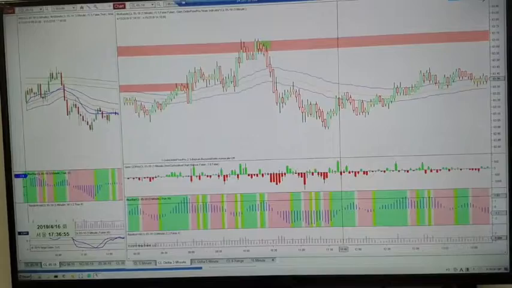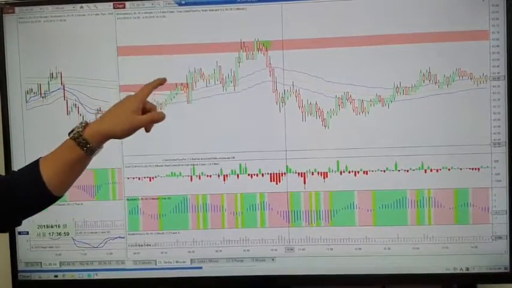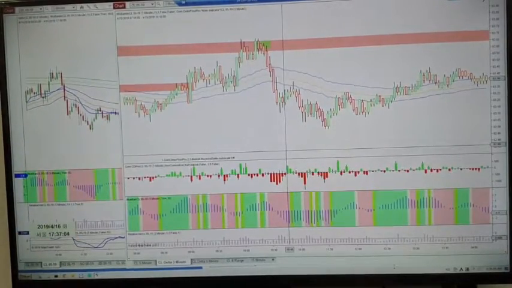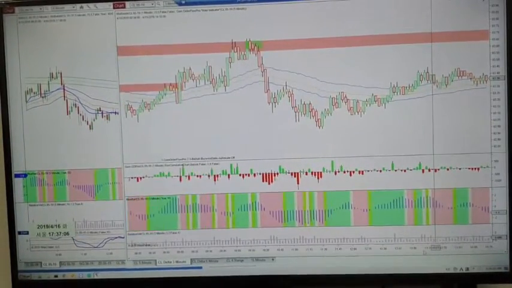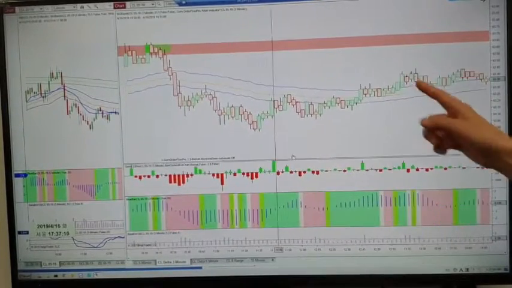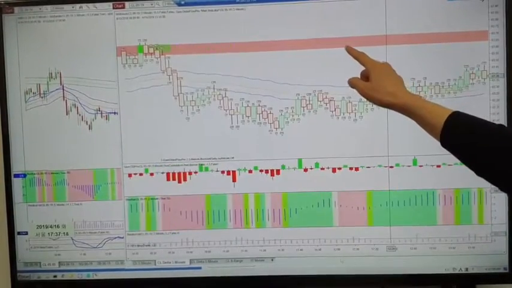I can't do it either. You see there's the automatically generated resistance. Resistance levels. Here it is, 2. It's automated. It's automatic. It gets created as things progress.